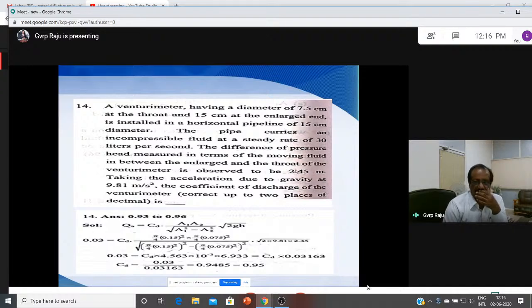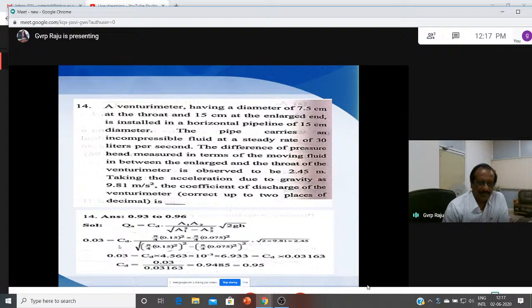It is not necessary to convert this by multiplying by S2 by S1 minus 1. He has given it directly in terms of the moving fluid: the difference of pressure head measured in terms of the moving fluid, that means not with reference to mercury, is equal to 2.45. So straight away take it, not x into S2 by S1 minus 1. He has directly given the value here. Otherwise you may multiply by S2 by S1 minus 1, which is wrong. So the value of H is directly given as 2.45.